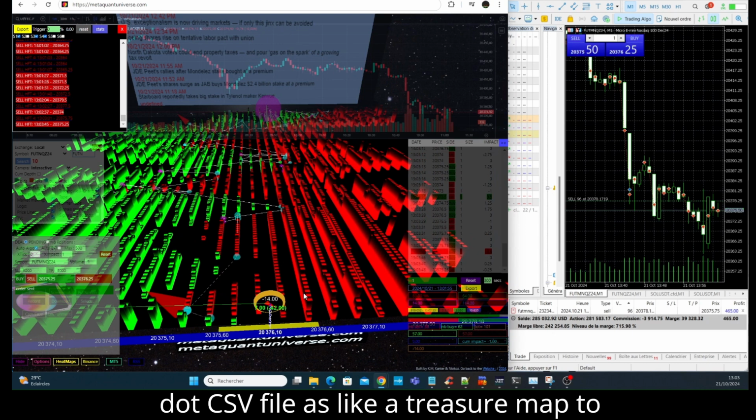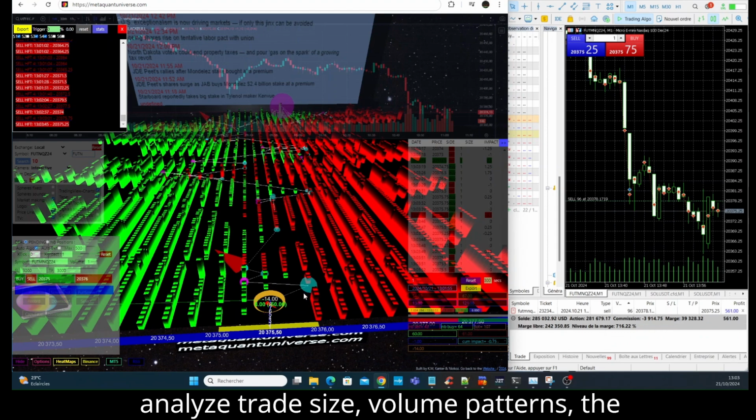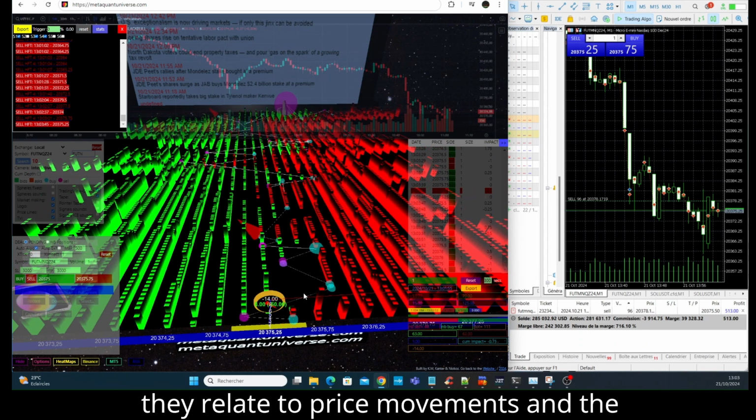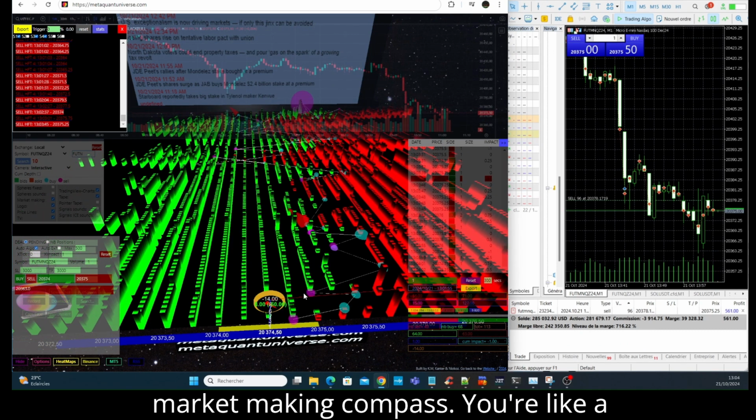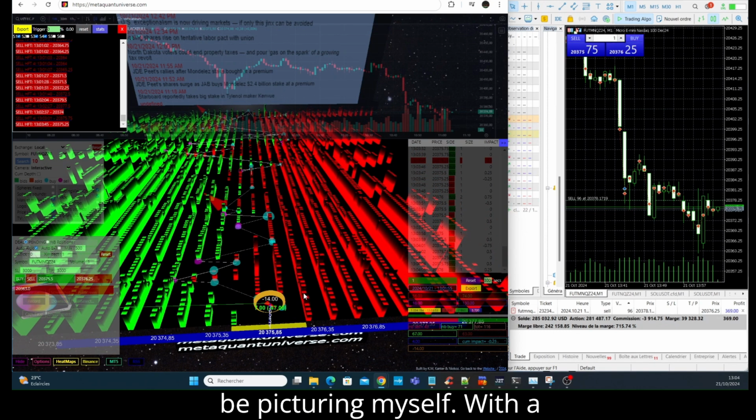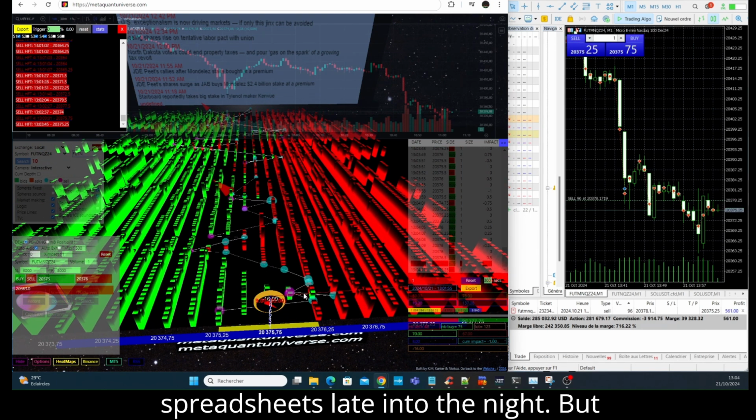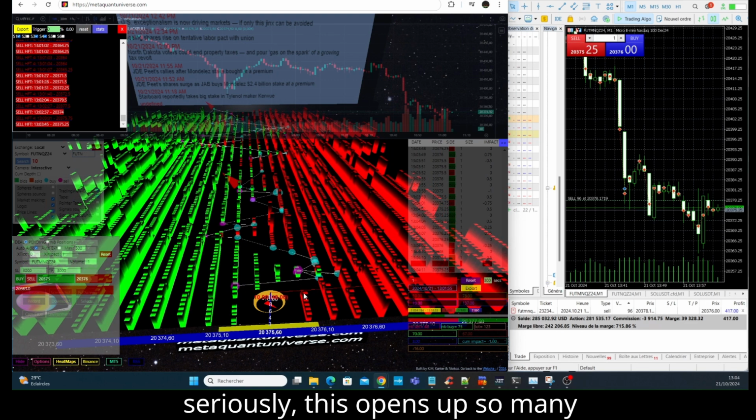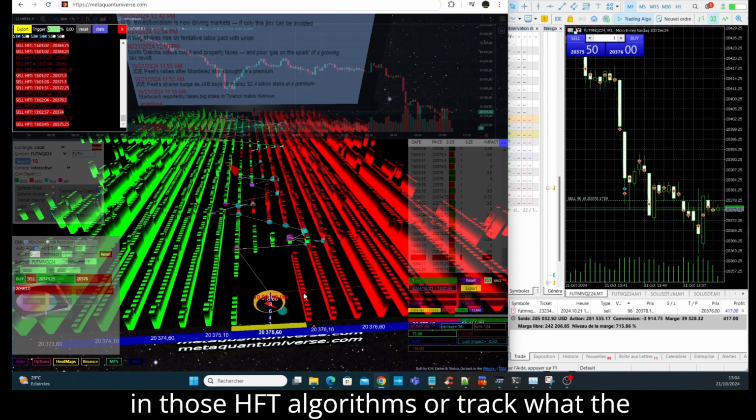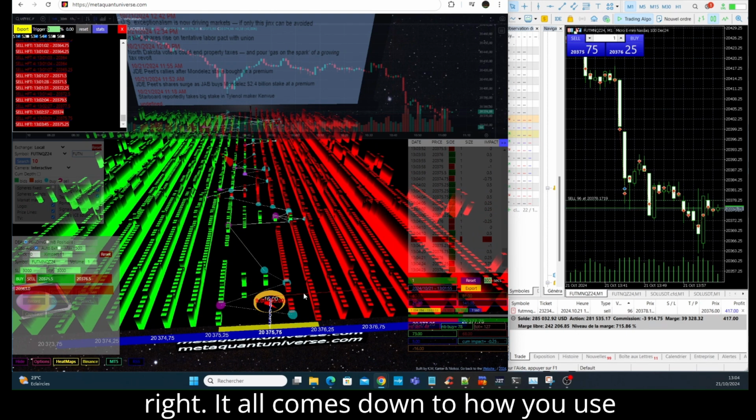But think of that .csv file as like a treasure map to the inner workings of the market. You can analyze trade size, volume patterns, the timing of those HFT events, and see how they relate to price movements and the market-making compass. You're like a detective piecing together clues to solve the mystery of price action. So I should be picturing myself with a magnifying glass, hunched over charts and spreadsheets, late into the night. But seriously, this opens up so many possibilities. We could find patterns in those HFT algorithms, or track what the big institutions are doing, maybe even predict market turning points. That's right. It all comes down to how you use the tools.